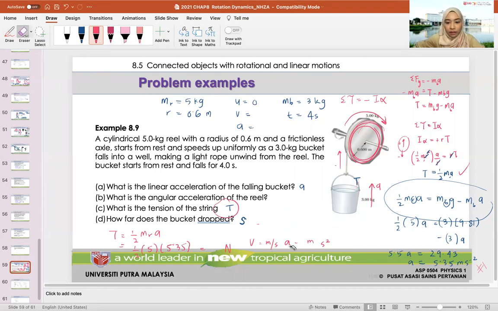How far does the bucket drop? So we have A. So it's asking us what is the S. We already have the U. We have U. We have A. We have T. We want to know what is S. Which equation should I use? Linear kinematic.